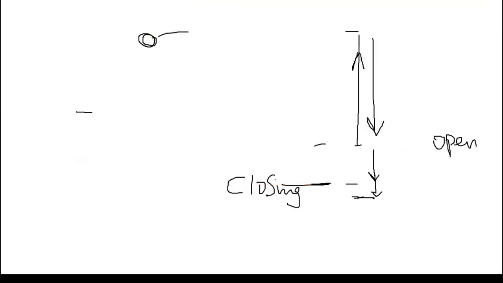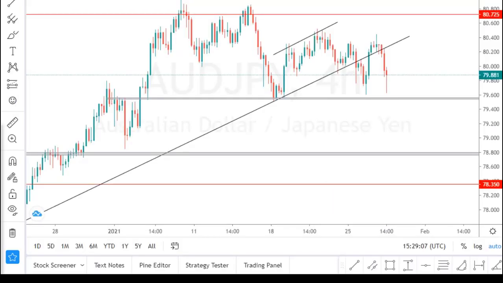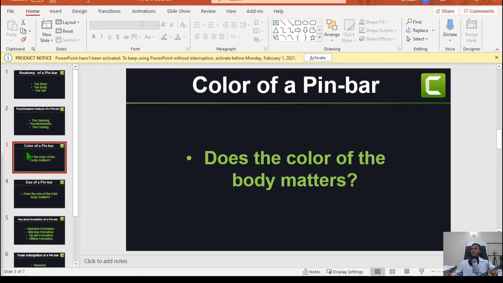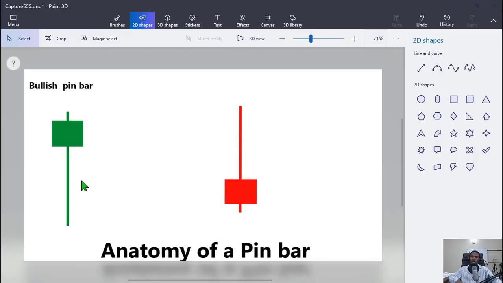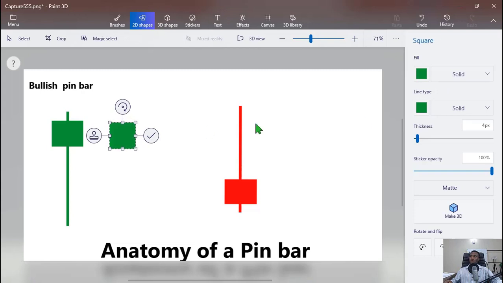Next, we need to discuss the color of a pin bar. Does the color of the body matter? I usually get a lot of questions about the color of a pin bar. Does it matter? No. I'm going to walk you through it as well. Let's check whether the color does matter. Here is the pin bar once again. I'm going to replicate all the images we got with a different color. For instance, if this is a red bar, then we have a red bar right here.